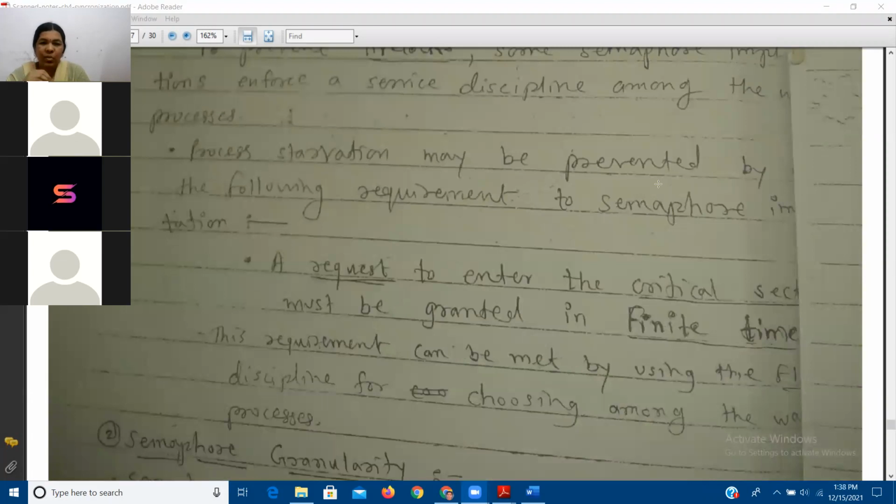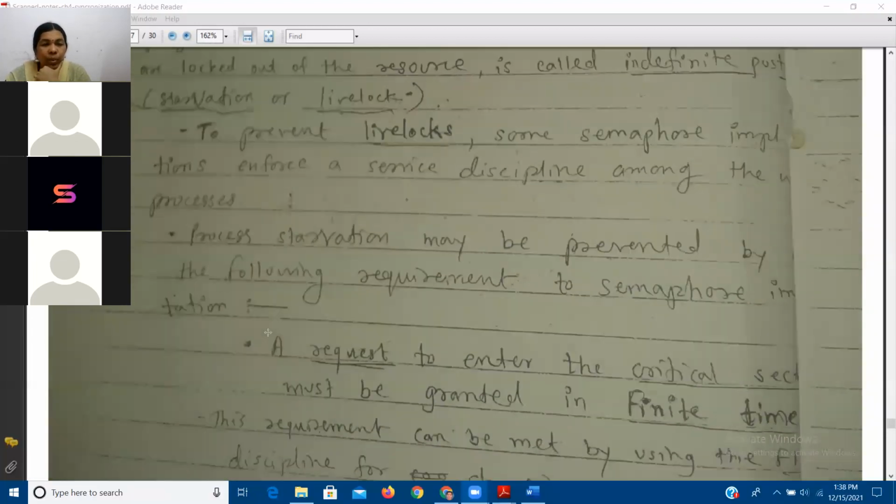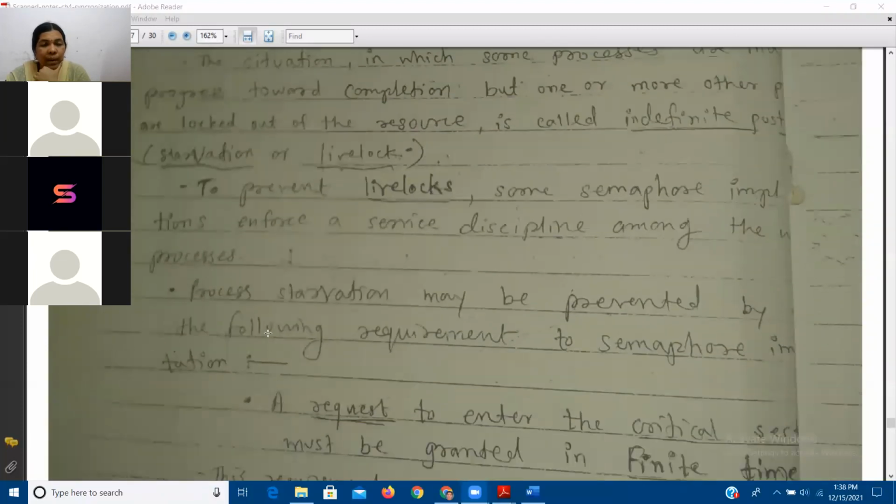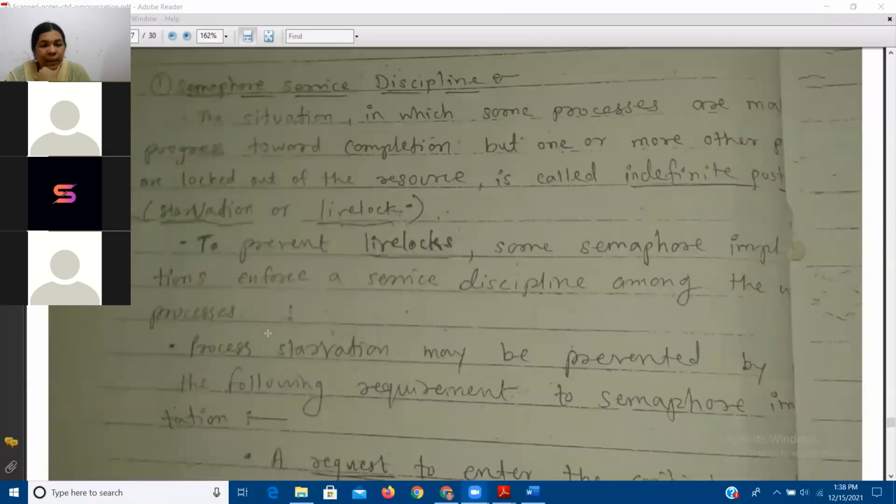What do you mean by discipline? It is a set of rules. The process which comes first should get the chance to enter the critical section first. Some disciplines like this are applied by the semaphores to avoid starvation. This is one of the most important properties of the semaphore service discipline.